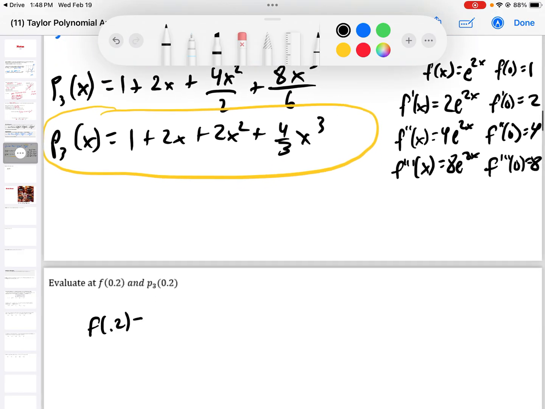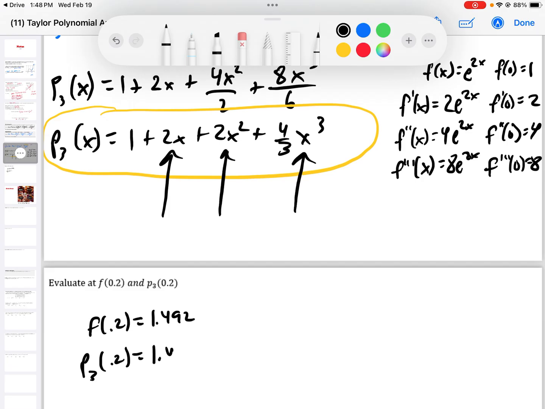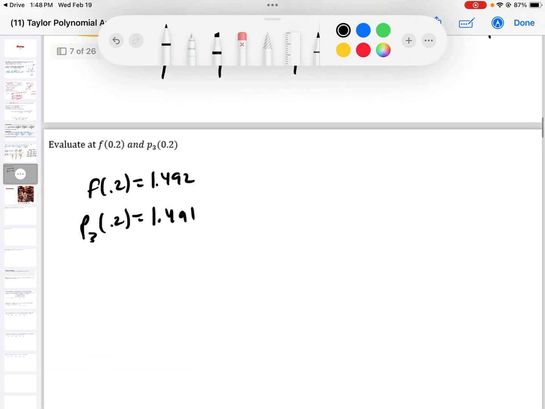All right, so what this says here is using the same one, f of 0.2 using a calculator will be 1.492. The third degree Maclaurin polynomial, p, evaluated at 0.2, I'm just plugging in 0.2 for all its x's, I would get 1.491. So that's pretty darn close.